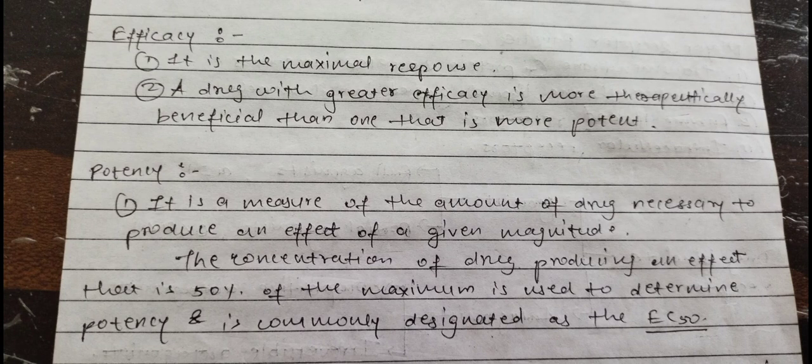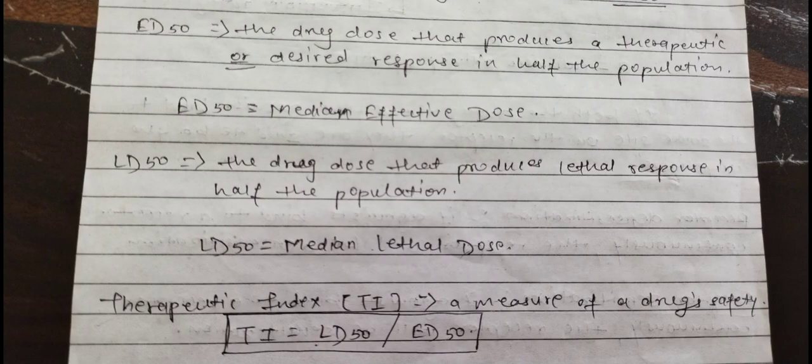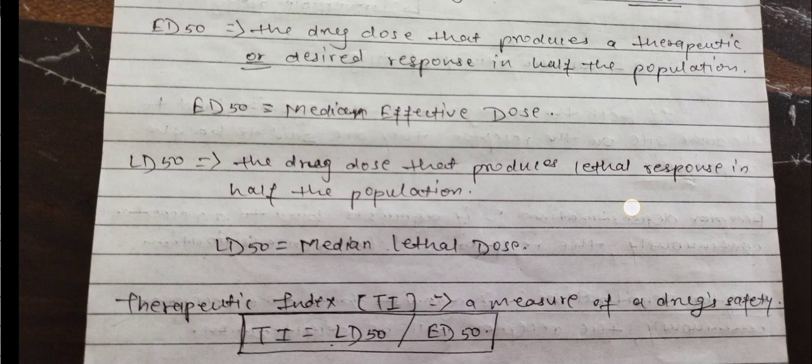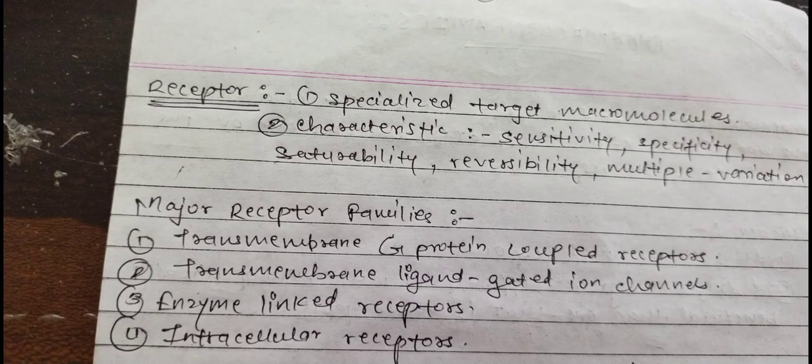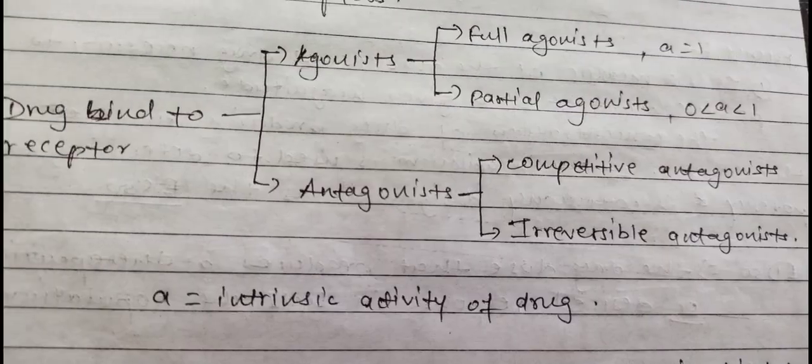In pharmacodynamics, we need to remember some important points. It is important, but not very difficult. So which are the important points in pharmacodynamics? Those are efficacy, potency, therapeutic index, what is LD50, ED50, receptor, and drug binding to the receptors.